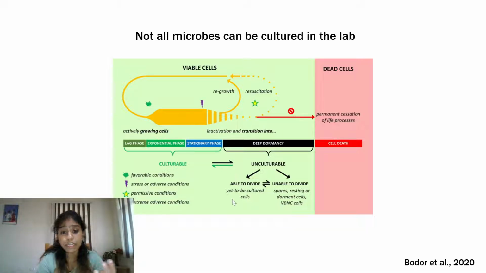They may be able to divide. They can be cultured under different conditions, but yet it is just not understood how to culture them under laboratory conditions. So if you take them back to the environment, they may start growing. So they are able to divide, but some of them might not be able to divide at all because they are in the form of spores or resting dormant cells that do not grow until they start finding the environment suitable for growing. So there could be these two types of unculturable microbes in the environmental samples.